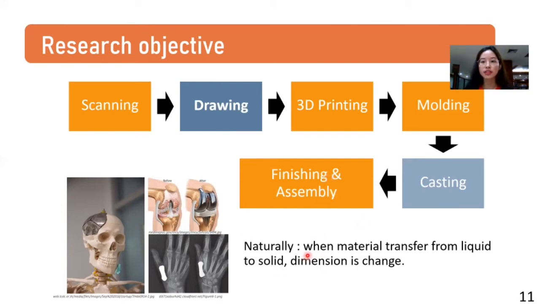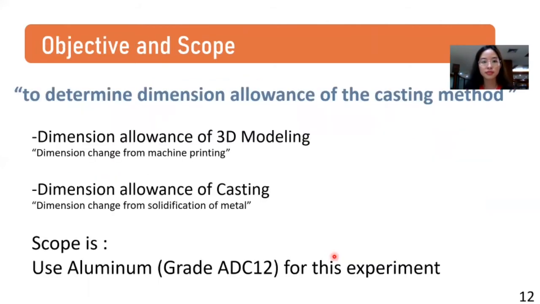Naturally, when material transfers from liquid to solid, the dimension is changed. So, to get the personalized product, we have to know how much dimension allowance is needed in this method. Therefore, our objectives are to determine the dimension allowance of the casting method, which consists of the dimension allowance of 3D modeling and the dimension allowance of the casting. In this experiment, we will use aluminum grade ADC12 because we want to know only the phenomena and the possibility of this process.